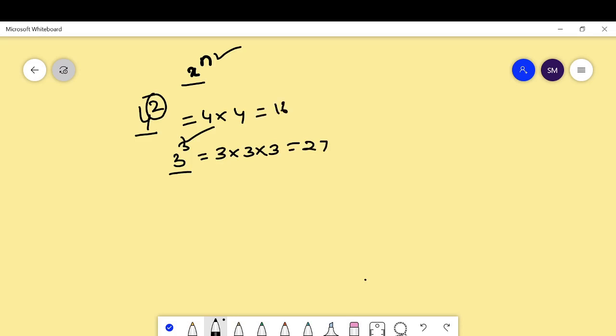In this way we can find the exponents of a rational number also, and there are some rules about the exponents of rational numbers. Let us discuss the rules for exponents of rational numbers. Suppose we have to find 5 upon 7 to the power 3. Here 5 upon 7 is a rational number and 3 is the exponent. This means 5 upon 7 into 5 upon 7 into 5 upon 7, 3 times.